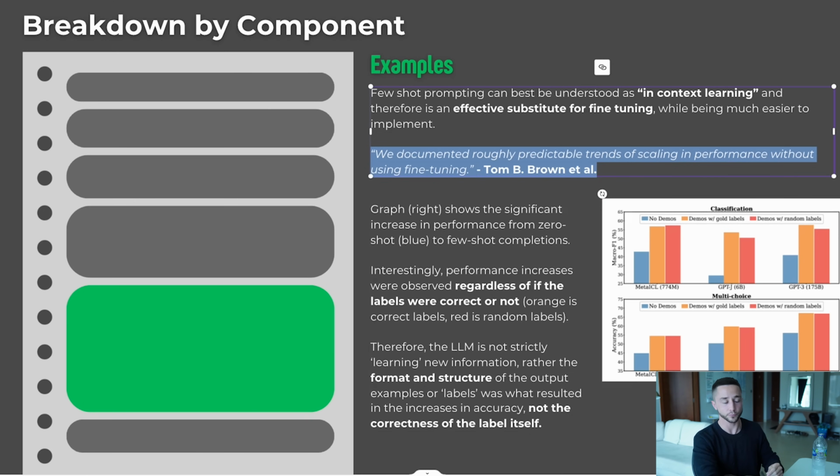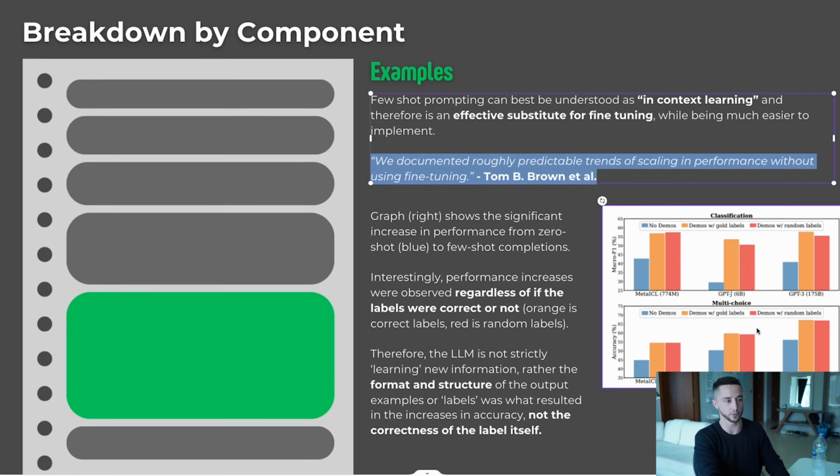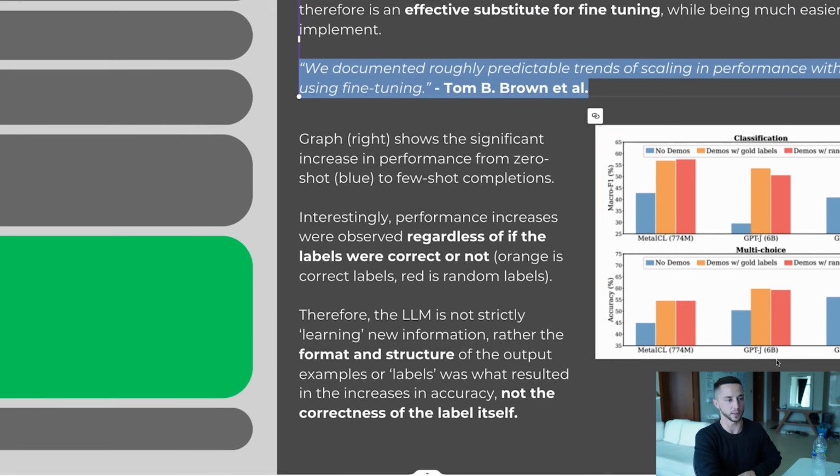So this graph here shows an interesting bit of data that I do want to share. It's getting a little bit techy, but this graph on the right shows a significant increase in performance from zero-shot, which is the blue, to few-shot completion. So if you add in some examples, you're going to jump up from, I think it was 42, up to nearly 55, 60. A big jump immediately just by adding a few examples.